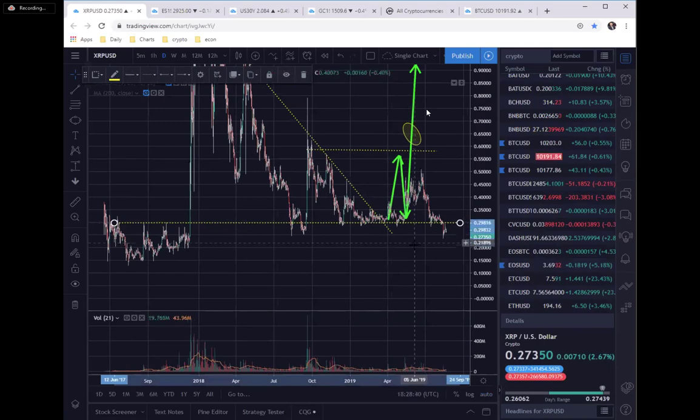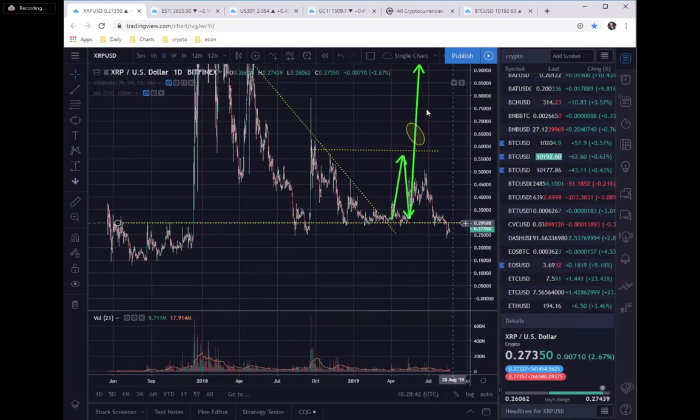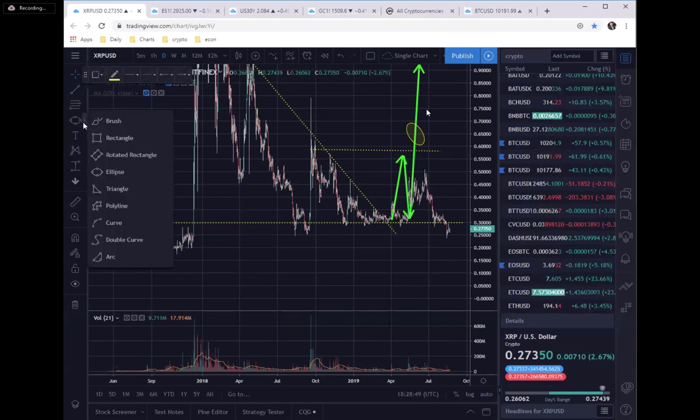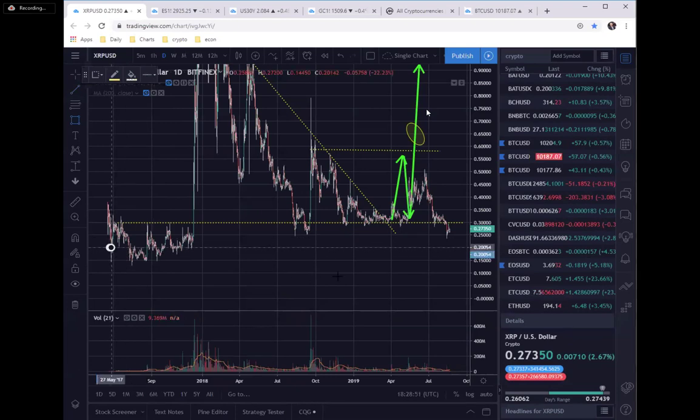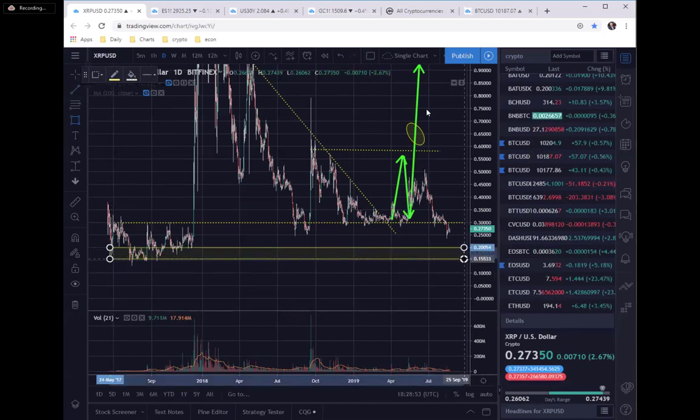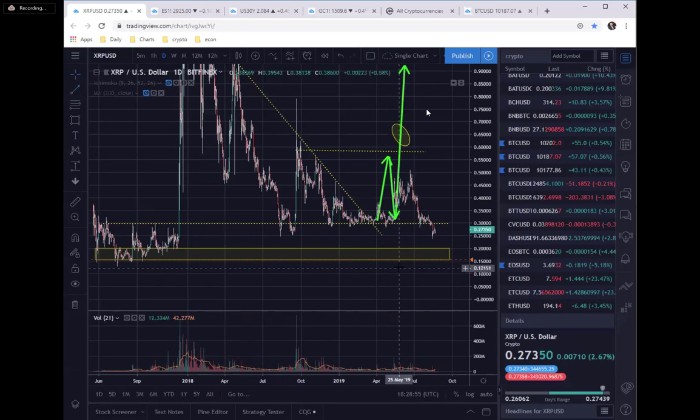So you can see 30 cents was kind of a key level. That was the breakout that we traded in 17. And then I don't really even know where to draw the support down here. Anywhere from 15 to 20 cents is kind of the next level.